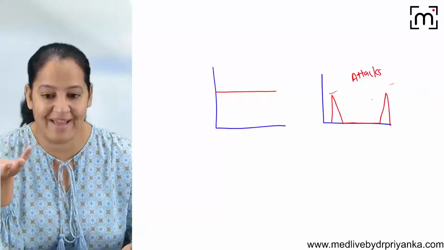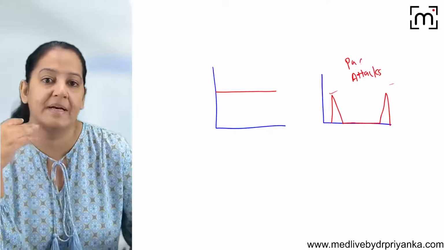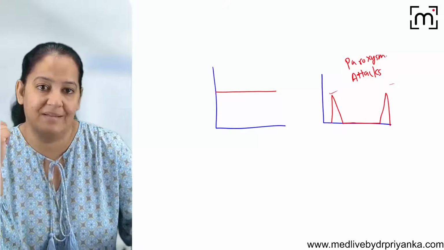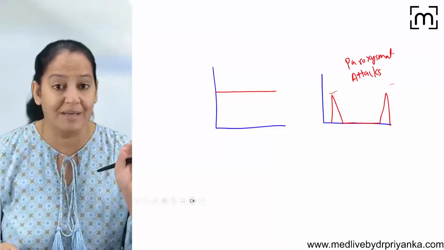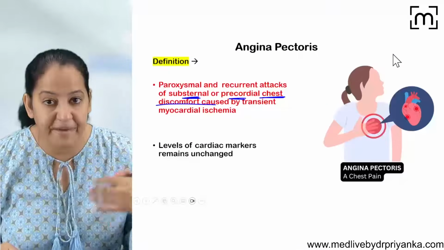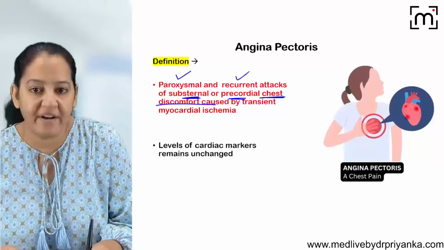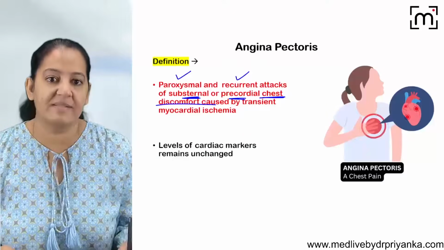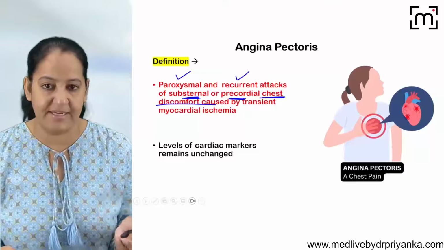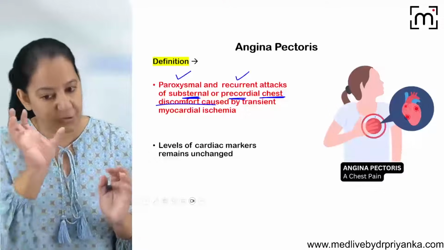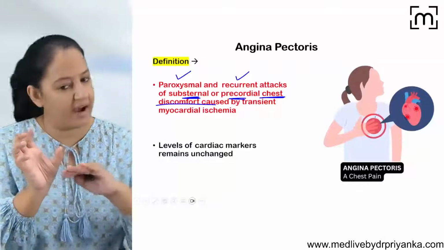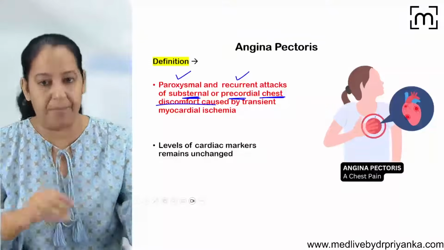It comes in attacks, and attacks are known as paroxysmal. The disease is paroxysmal in origin. It is sudden, paroxysmal, and recurrent attacks come. It is recurrent attacks of chest pain. It is transient in nature. Of course, it's transient. Between two attacks, the person is normal. So transiently an attack comes, it goes away, again the person is normal, again the attack comes. So it is transient.